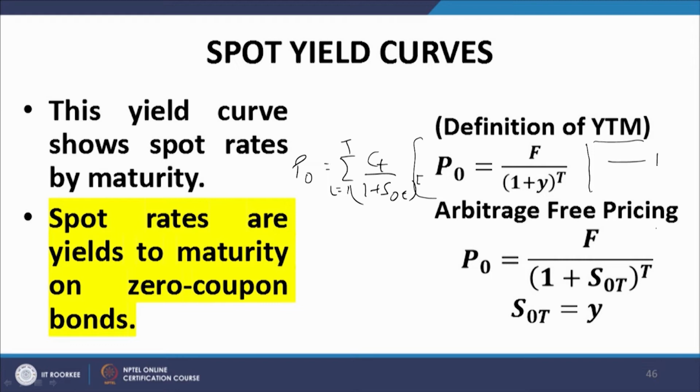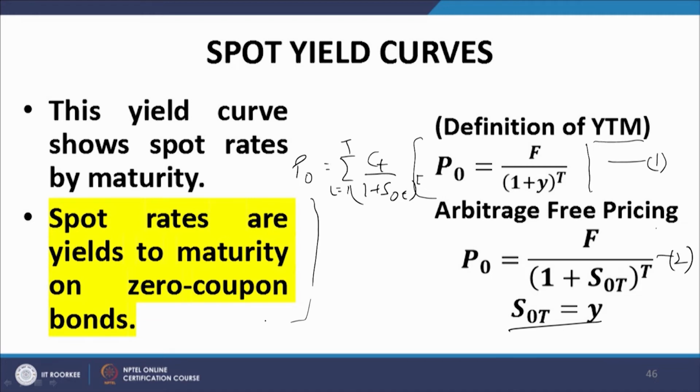Let us call this equation number 1, and let us call this equation number 2. Then clearly, on comparing equation number 1 and 2, we get S0t is equal to y, and that is the rationale for this definition. Spot rates are the yield to maturity on 0 coupon bonds.